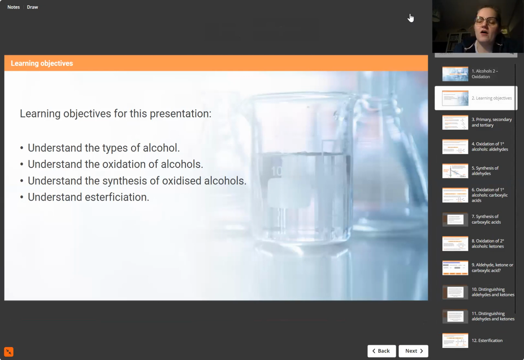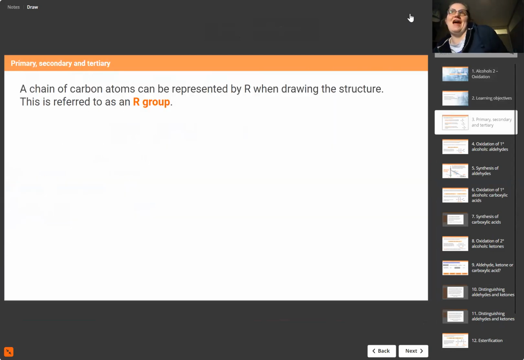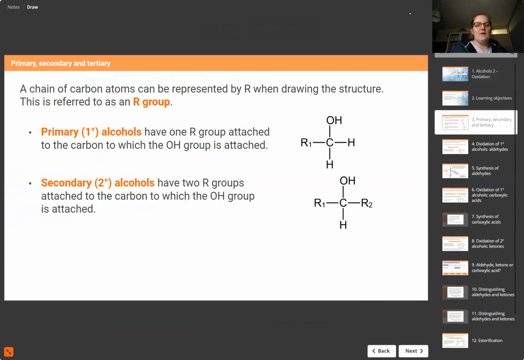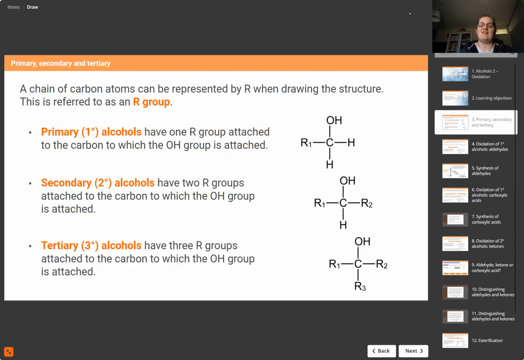Like all our other organic compounds that we've talked about, we can have primary, secondary, and tertiary alcohols, and that's all to do with how many R groups are attached. For example, primary alcohols have one R group attached to the carbon to which the OH group is attached. Secondary has two R groups. Tertiary has three R groups. Only quickly going through this because it's very similar. It's exactly the same as when we talked about primary and tertiary alkenes, for example.